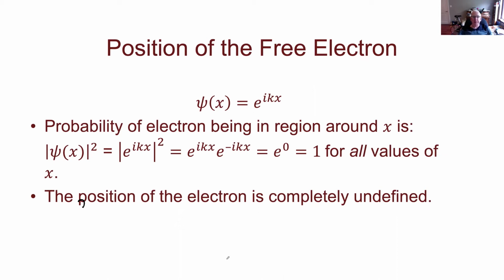If I do that, what I get when I square my wave function is e to the ikx times e to the minus ikx. That gives me e to the 0, and that's equal to 1, okay? So that says psi squared is the same for all values of x. What that tells me is that I know nothing whatsoever about where this particle is, right? So in this case, knowing the wave function does not localize the particle at all, right?